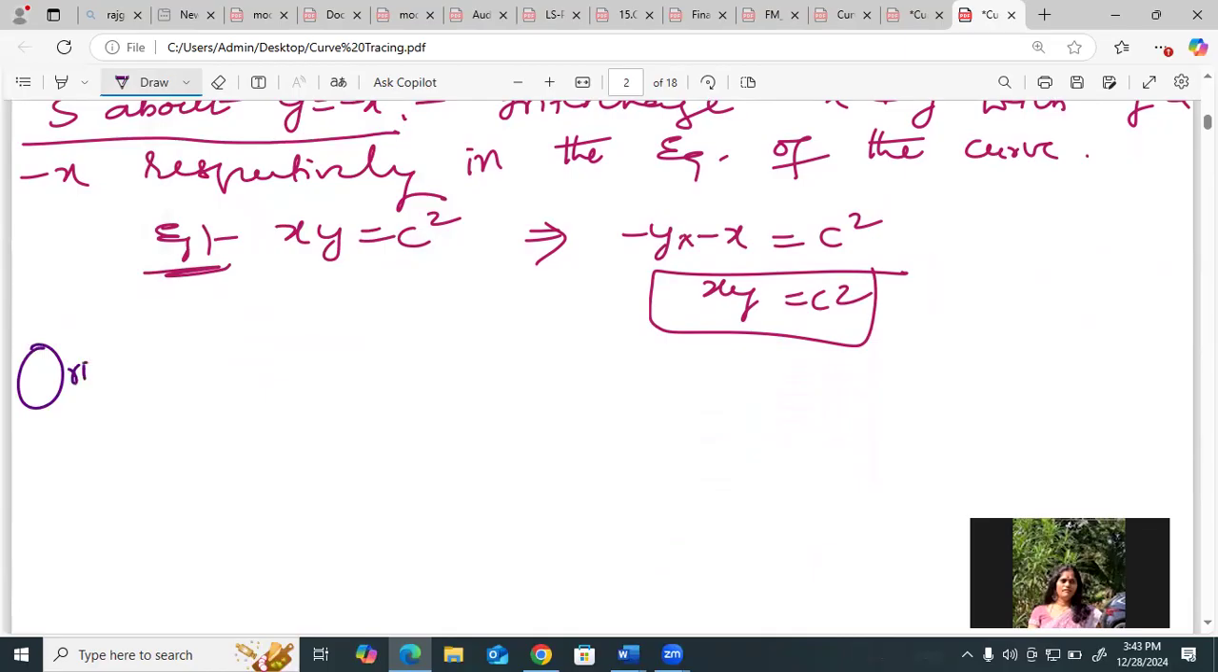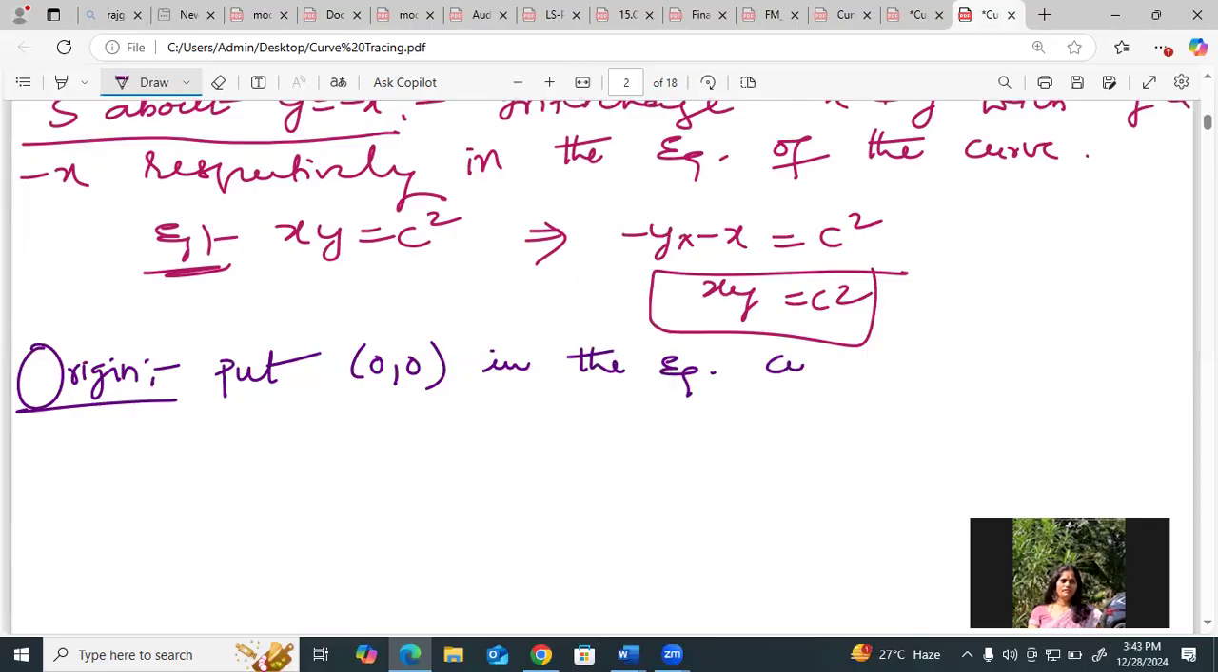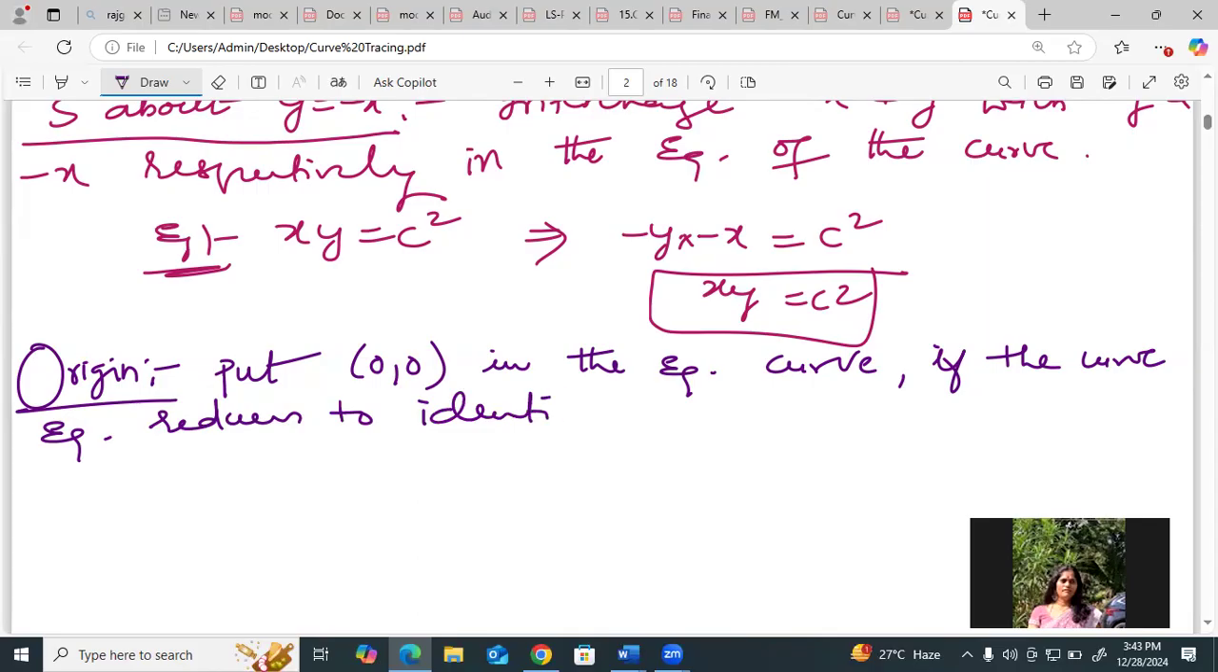O stands for origin. How do I check whether any curve passes through origin or not? I will just put the point 0, 0 in the equation of the curve. If the curve equation reduces to identity, okay, identity means what? 0 is equal to 0 form. Reduces to identity, then the curve passes through origin.